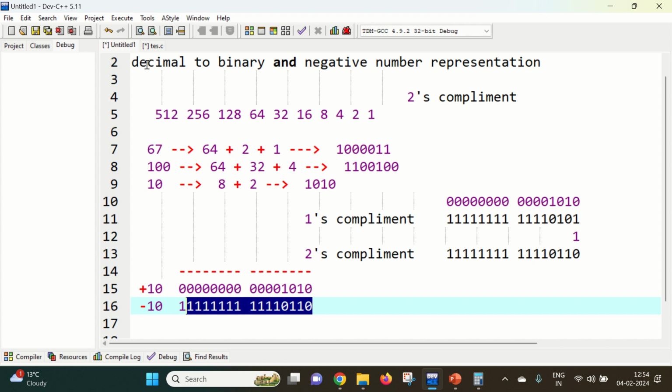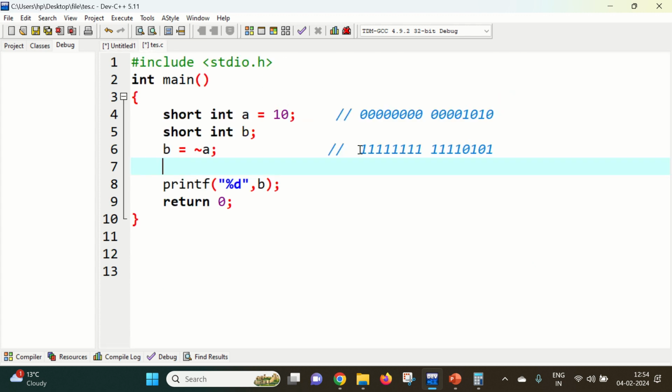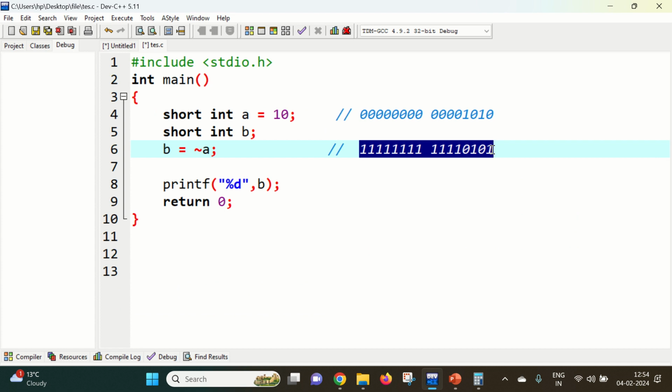Now there is a reverse question. That question is that we give you a binary number. This is the binary number, and you have to convert that into the decimal. But because this is a binary number, it is represented in 2's complement.